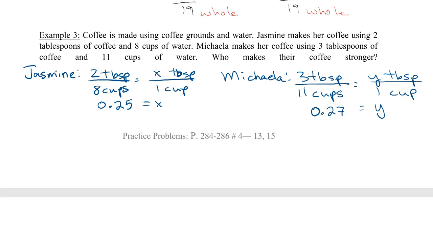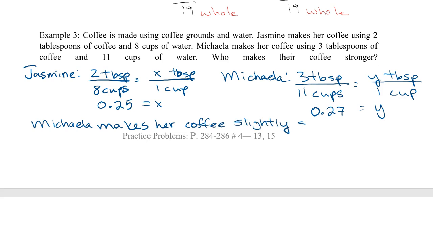So if I'm looking here, who's putting more coffee in their water? Well, Jasmine's using 1/4 of a tablespoon for 1 cup. Michaela's using just a tad bit more. So they're basically equal, but Michaela makes her coffee slightly stronger.